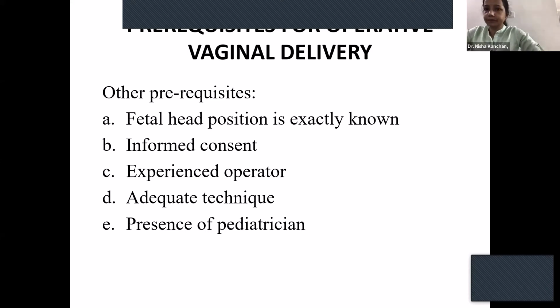Informed consent. Okay, the patient and her attenders have to be informed that there is a difficulty in delivery and you're applying forceps. Risk of maternal injury and fetal injury has to be informed. And if they don't consent, then you can go directly for cesarean section. Okay, so everything has to be consented, and this consent has to be documented.